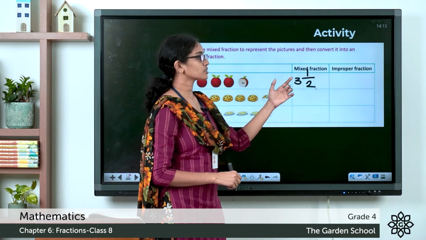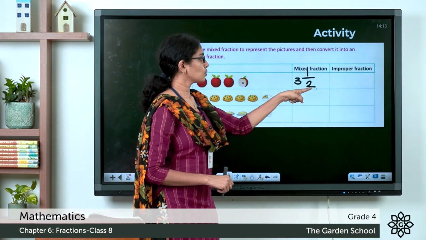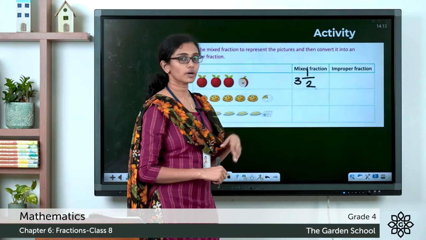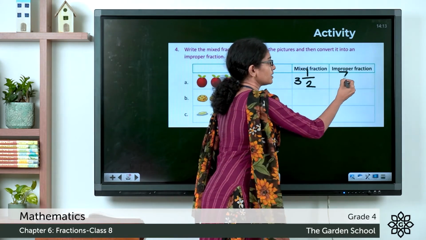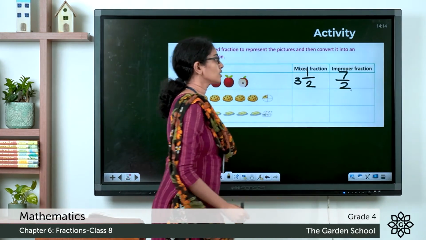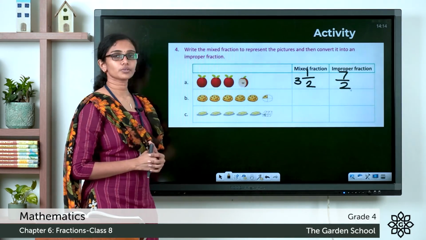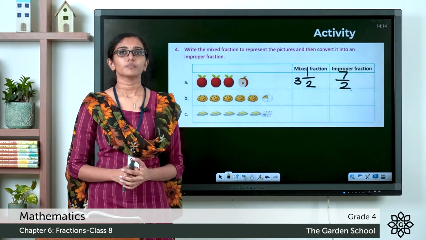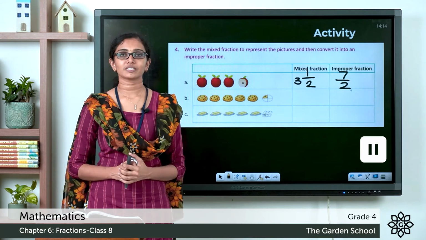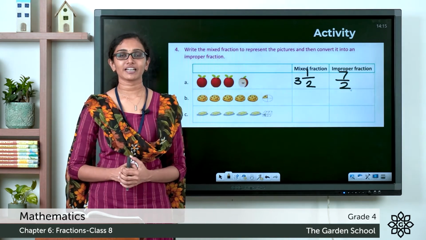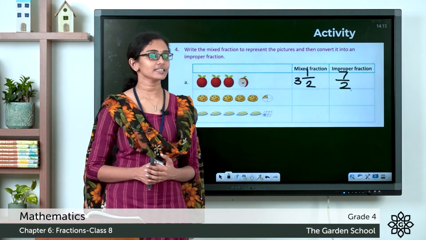Now, how would you change it to an improper fraction? 2 into 3, 6, plus 1, 7. So, that is 7 by 2. So, I hope this is clear to you. You have to fill up the other 2 questions as an activity now. Please pause the video, finish the 2 questions and come back. Hope you are done with the questions. Now, let's see the answers.